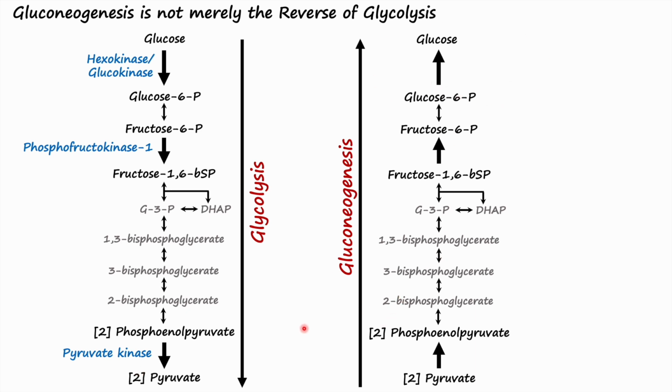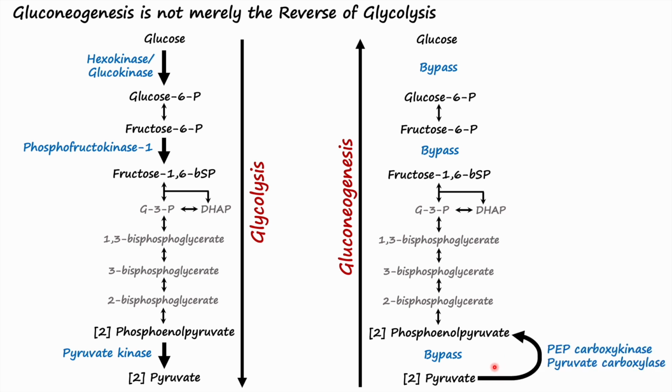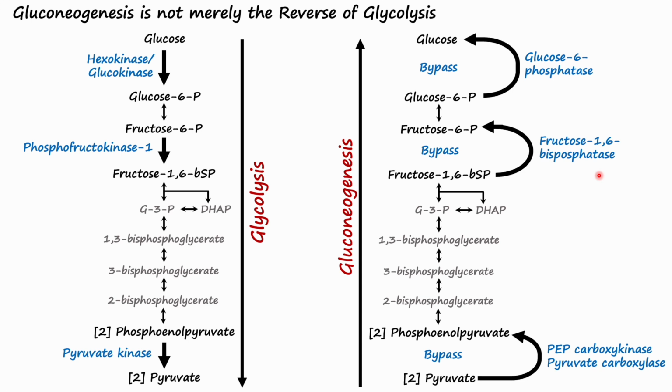The three irreversible reactions of glycolysis are bypassed in the gluconeogenesis pathway, and these reactions are catalyzed by four different enzymes: pyruvate carboxylase, phosphoenolpyruvate carboxykinase, fructose 1,6-bisphosphatase, and glucose 6-phosphatase. So these enzymes bypass the irreversible reactions of glycolysis to synthesize glucose, and therefore gluconeogenesis is not merely the reverse of the glycolysis pathway. Now let's quickly review the pathway of gluconeogenesis.